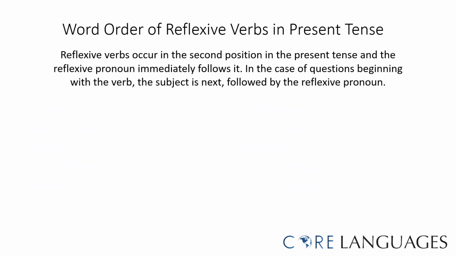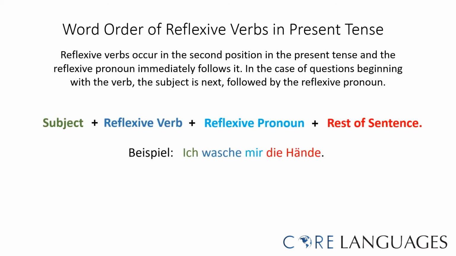Like all other verbs, reflexive verbs occur in the second position in the present tense, but the reflexive pronoun immediately follows it. For example, ich wasche mir die Hände. I wash myself the hands.